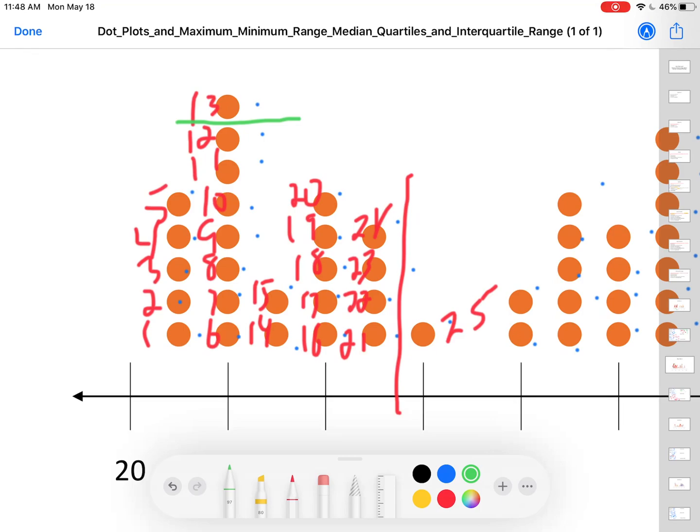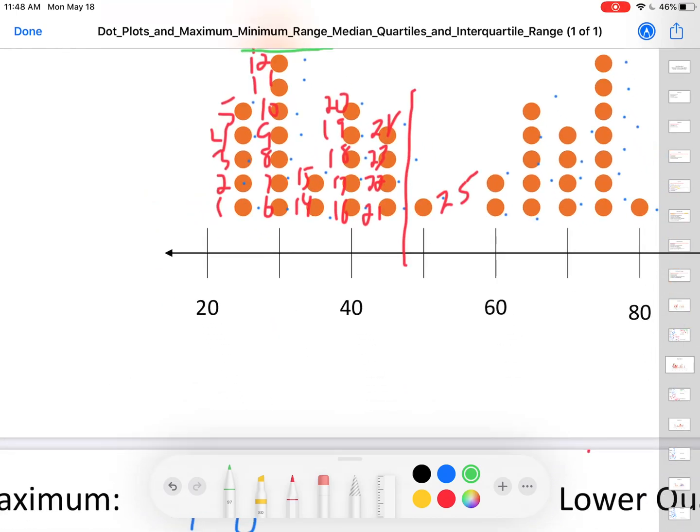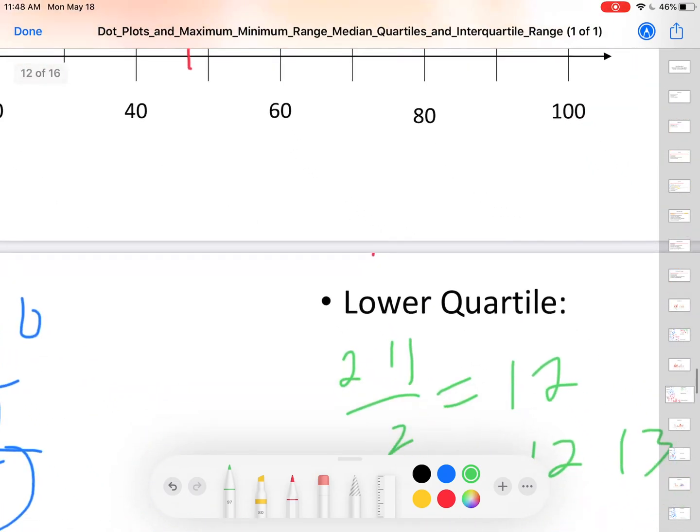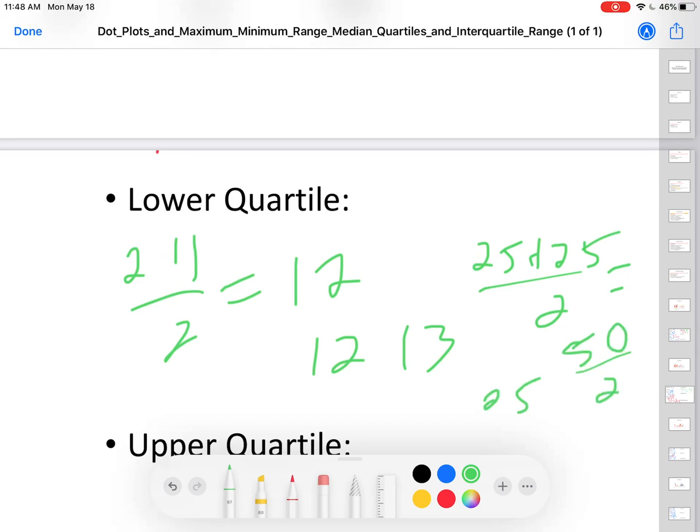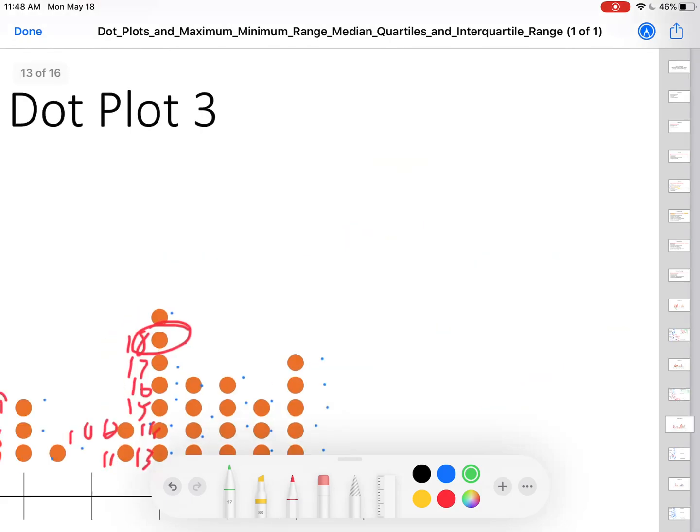Hey, look, this line is horizontal. It's between two different dots that have the same value. Both of them have the value of 25. So I can do this: 25 plus 25 divided by 2 is 50 divided by 2 is 25. But that's a little silly. We knew it would be 25. We had no choice. So therefore, the lower quartile must be 25.